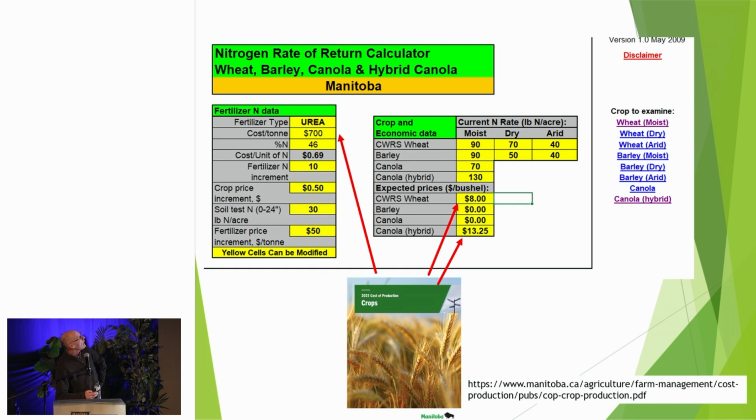So what I've done is you input, and it's on the website, just Google Manitoba nitrogen rate calculator. I've borrowed costs from our Manitoba Agriculture recent cost of production and put them in here. You put in your fertilizer cost, you input expected crop prices, and then you let that crop model and Excel program generate the most economic rates.